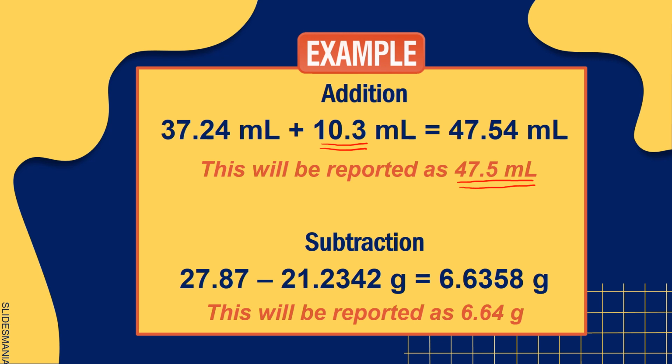Okay, for subtraction, we have 27.87 minus 21.2342 grams is equal to 6.6358 grams. Okay, our doubtful digit is in the 27.87, or the 0.87. That is why our answer will be reported as 6.64.